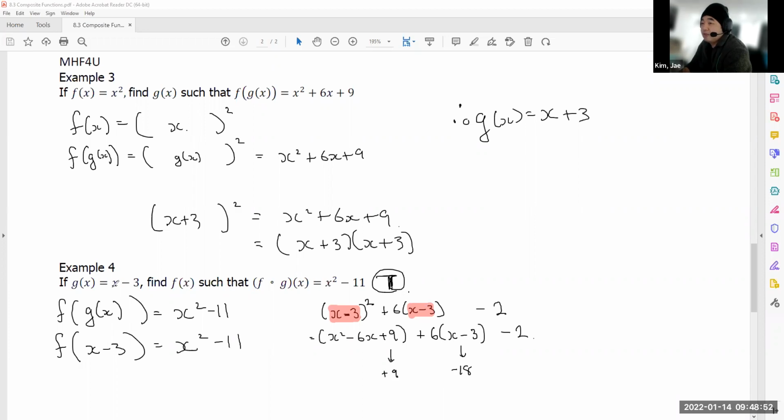So if x minus 3, whatever needs to happen to become x squared minus 6, well, that means f of x must have been that value squared plus 6 times that value minus a 2. So that when I plug in x minus 3 there, and x minus 3 there, they will add up and cancel each other, leaving you only x squared minus 11 left.